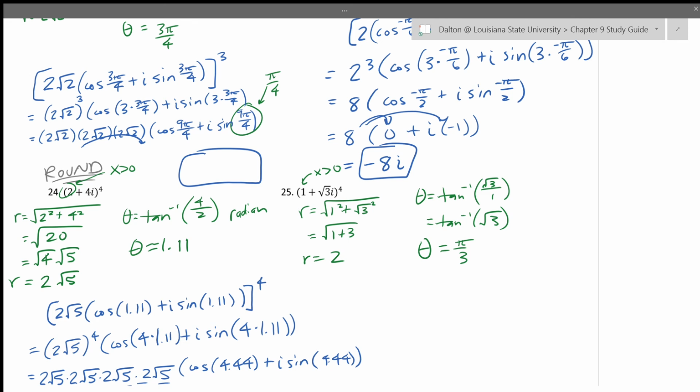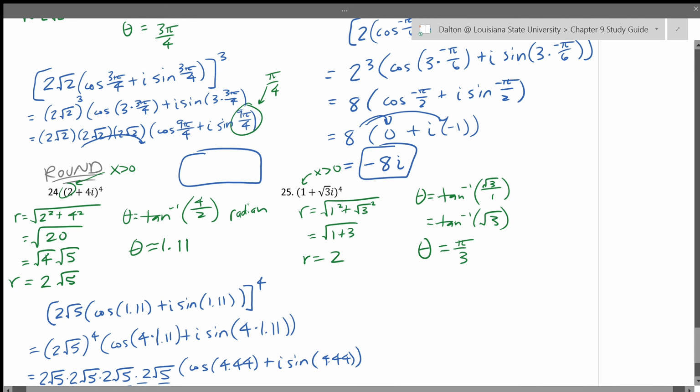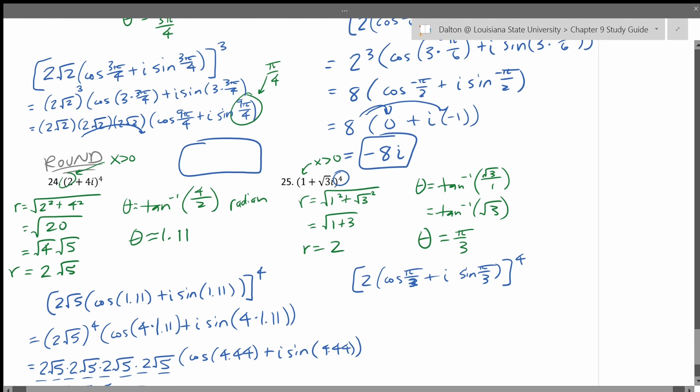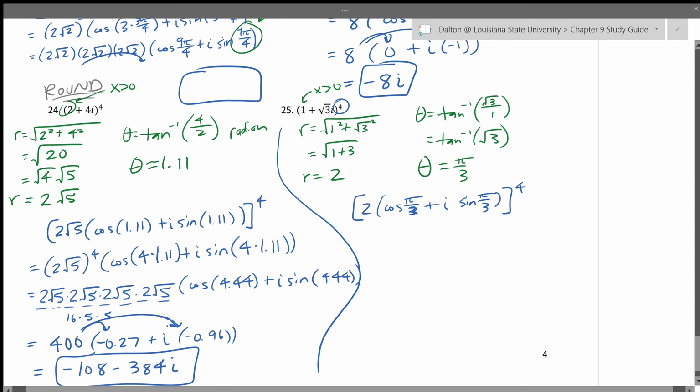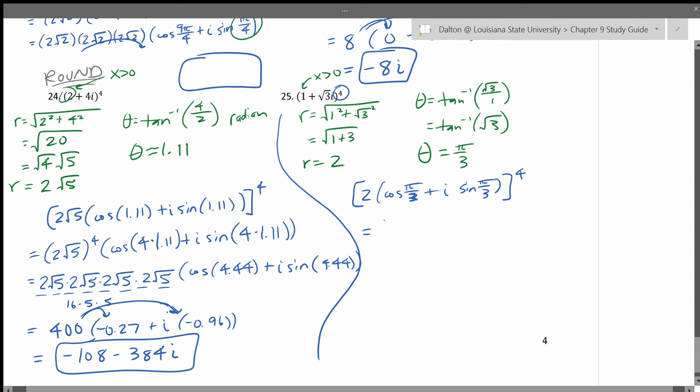And then if you use that r and theta, you're going to convert this to the polar form, which will be 2 times the cosine of pi over 3 plus i times the sine of pi over 3, all of that raised to, the question says, the 4th power. And then if we use de Moivre's theorem, we can go ahead and break this down, which would be 2 to the 4th power times the cosine of n times theta. So that'll be 4 times pi over 3 plus i times the sine of 4 times pi over 3.